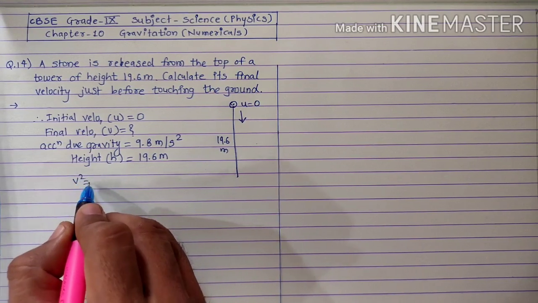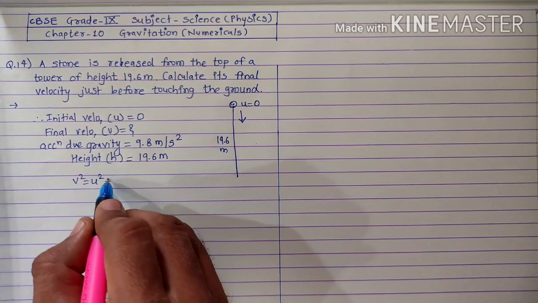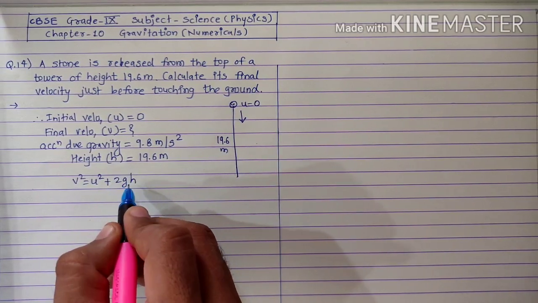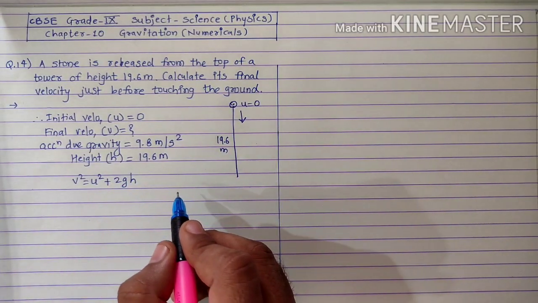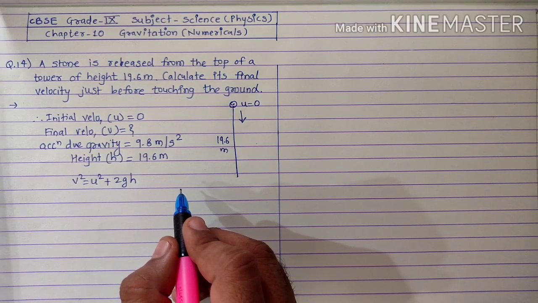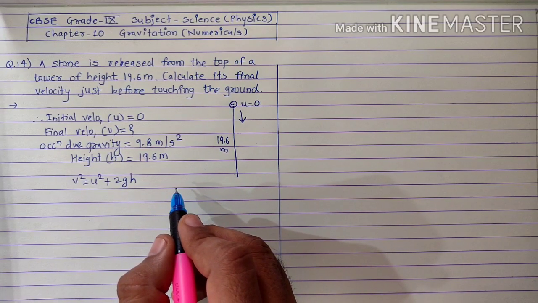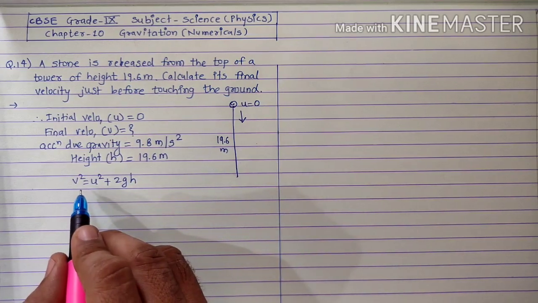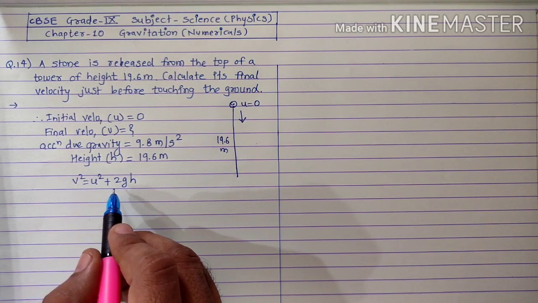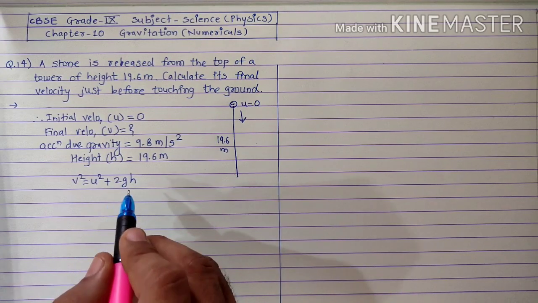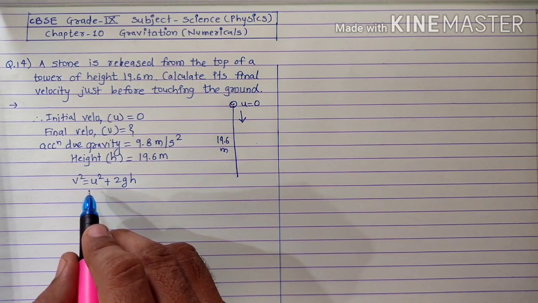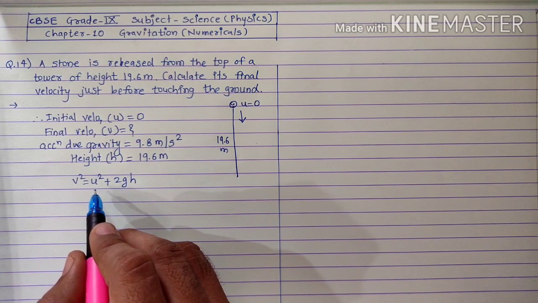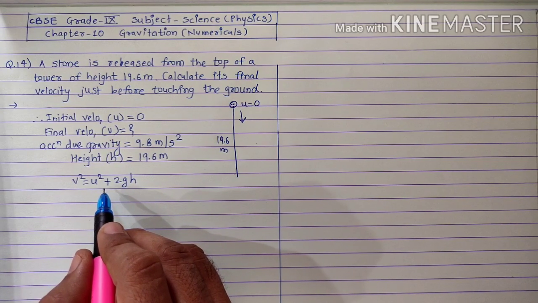Now we know that for a freely falling body, we use the equation of motion, that is v square is equal to u square plus 2gh, right? We have studied equations of motion, that is s is equal to ut plus half at square, then v is equal to u plus at. But here we are using v square is equal to u square plus 2gh. Why? Because here height is given and velocity we want to find. This equation is also known as the velocity-position equation.